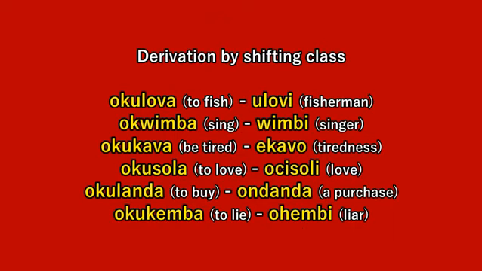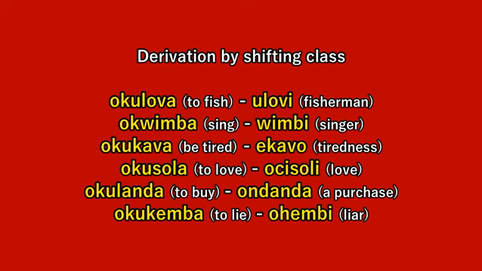Sometimes a class can have a different meaning. The same noun, the same root can occur in different classes, and that changes the meaning. Okulova is a verb, to fish. Ulovi is a fisherman, because it moved from the infinitive class to the human being class. Okwimba is to sing. Owimbi is a singer. Okukava is to be tired. Ekavo is exhaustion, tiredness, being tired, the state of being tired.